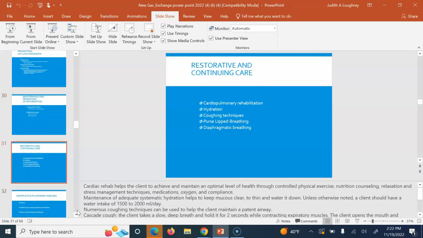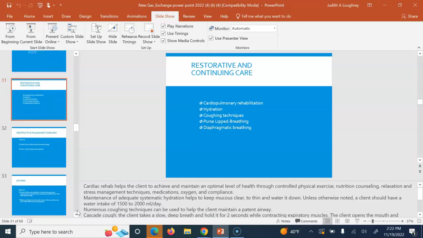Restoring would be cardiopulmonary rehab, very important. They're teaching the client to breathe more effectively during activities of daily living, things like that. Hydration, teaching coughing techniques, pursed lip breathing, which is just as it sounds, almost like you're going to be kissing your lips and you're blowing out slowly. And diaphragmatic breathing, using your diaphragm.